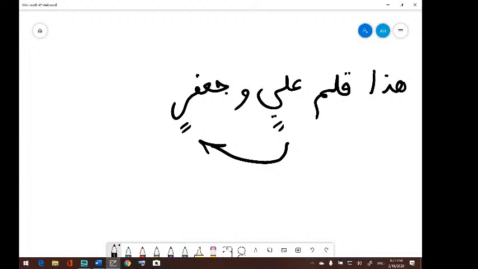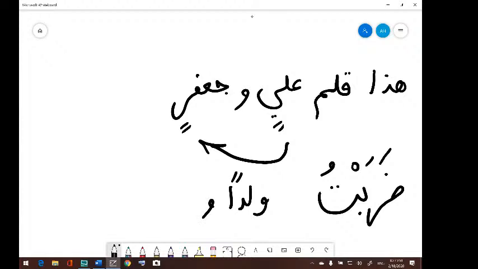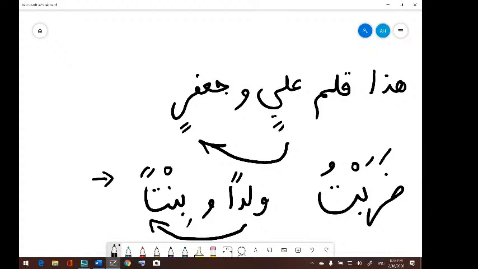Just like if I was to say, darabtu means what? What does darabtu mean? I hit. Darabtu waladan wa bintan, right? Just an example. I hit a boy and a girl, right? So the girl, bintan, is getting two fathas. Why? Yeah, it's still maf'ul. The effect is being carried over from this maf'ul to this one too, as well. They're both maf'uls, right?